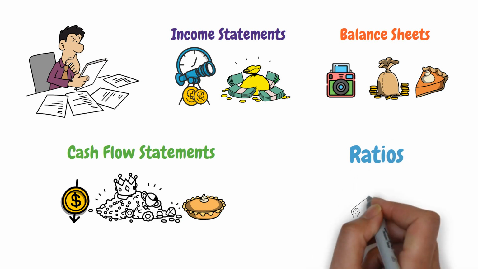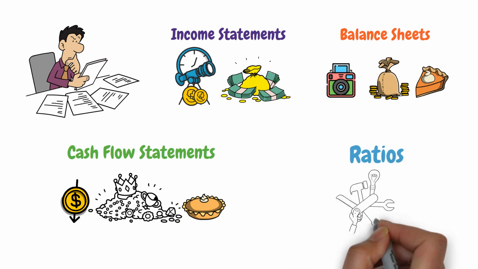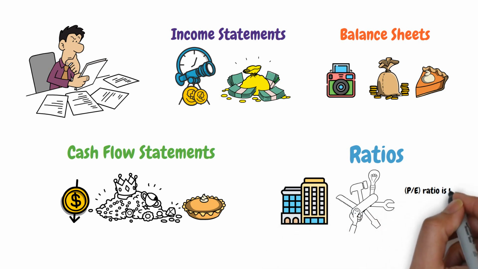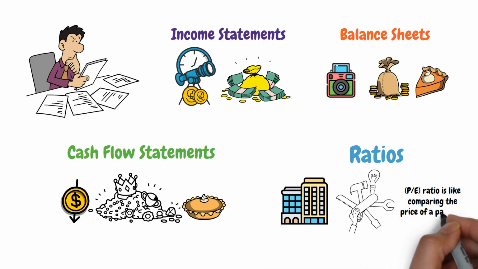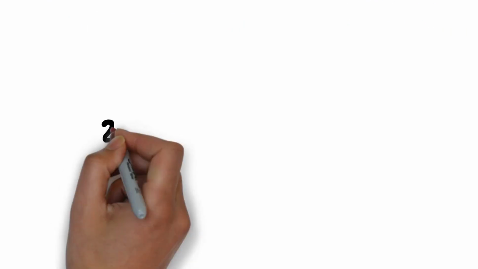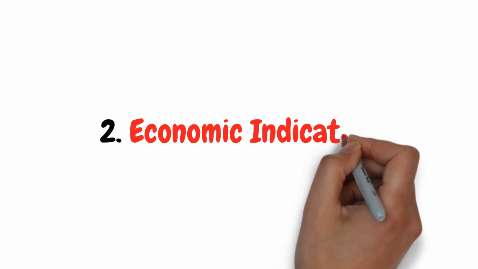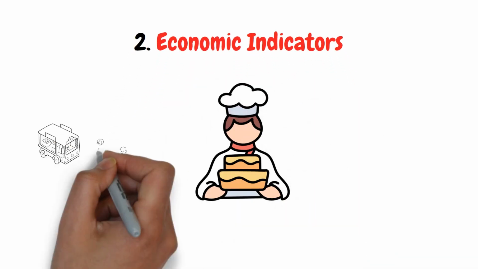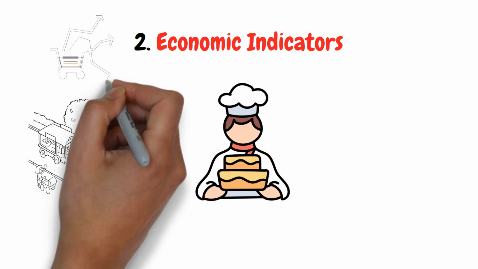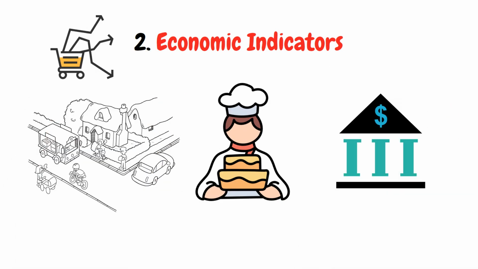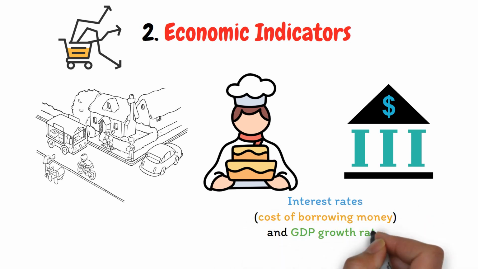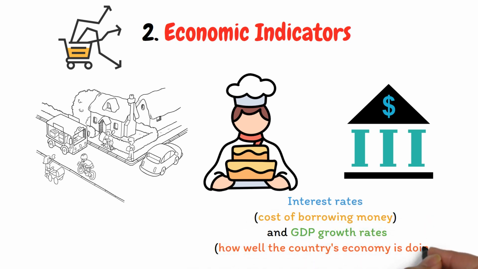Ratios. These are nifty tools to quickly gauge the company's health. For instance, the price to earnings, PE ratio, is like comparing the price of a pastry to the profit it brings in. 2. Economic indicators. The bakery doesn't operate in isolation. It's influenced by the town's economy. Similarly, companies are impacted by wider economic factors like interest rates, cost of borrowing money, and GDP growth rates, how well the country's economy is doing.